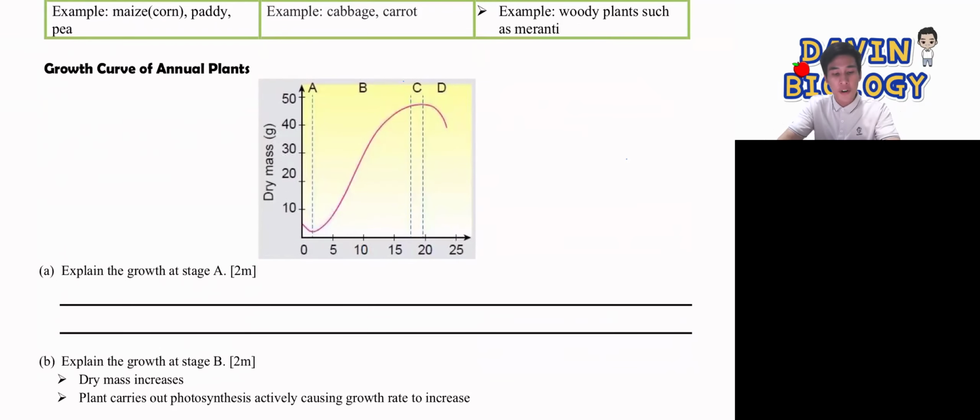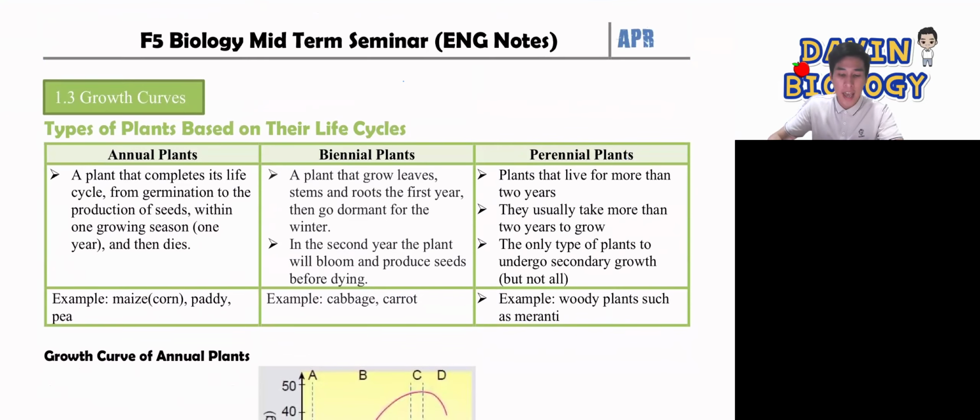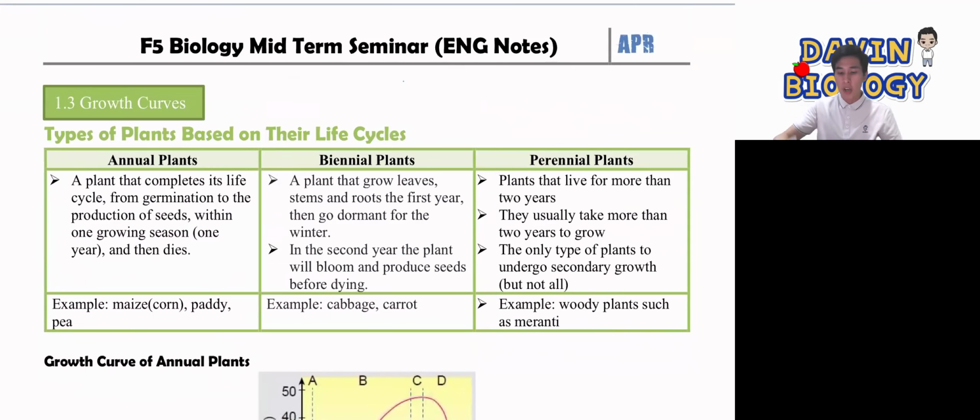Now, for growth curves there are 3 types of plants: annual plants, biennial, perennial. Very simple. Basically, they are plants with different lifespans. Annual means they live for 1 year, then they die. Biennial, 2 years. Perennial means more than 2 years. Please don't say 3 years. They live for more than 2 years, depending, some 5 years, some even 10 years.